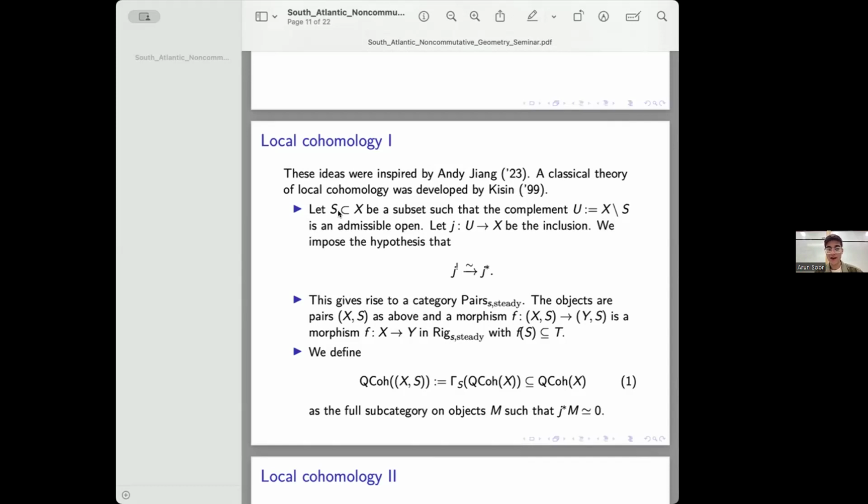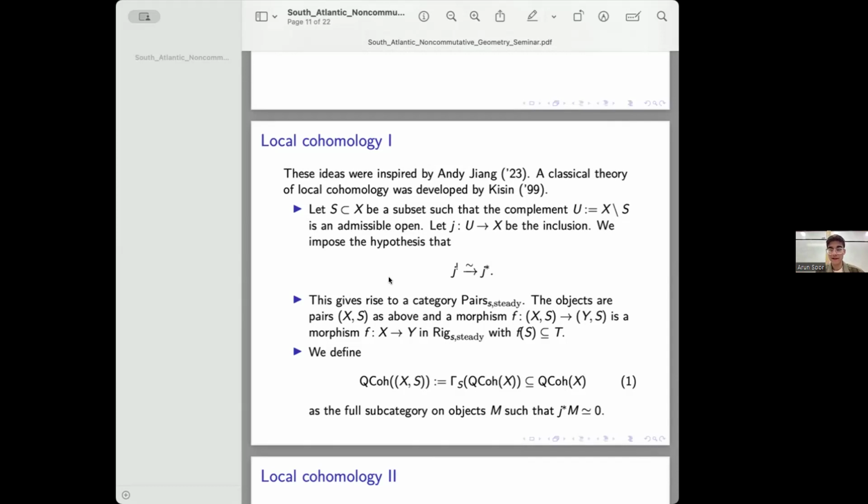And then let J be the inclusion of the complement. We're going to impose this hypothesis that the upper shriek functor, the exceptional pullback along J, is the same as the usual pullback. Okay, so we impose this technical hypothesis.